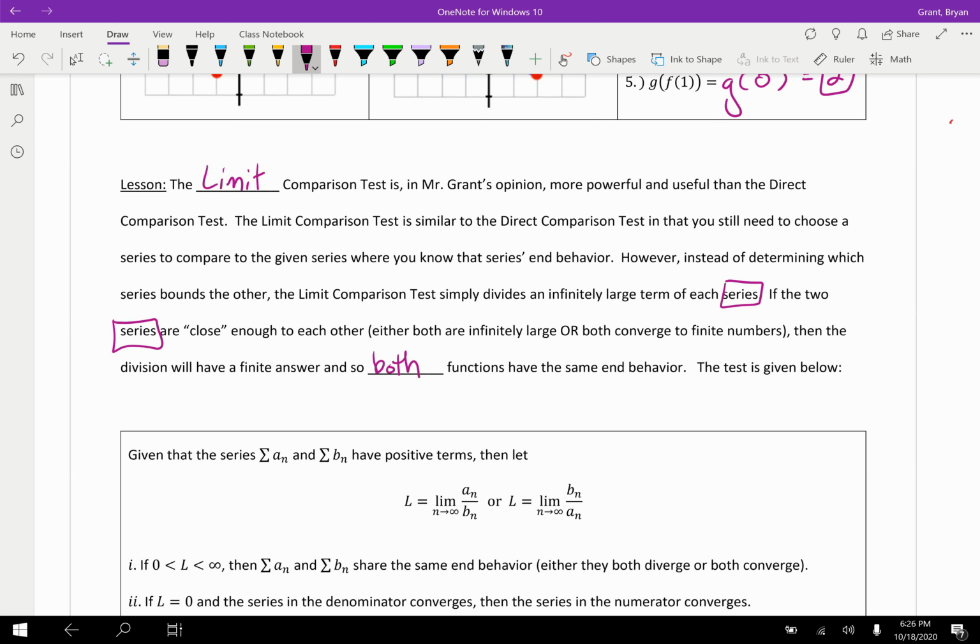So if you were to choose, for example, 1 over n, like the harmonic series, for our comparison series, and you do this limit comparison test and you get a finite answer like 7, or 100, or 1,000,000, something like that, then whatever series you're comparing it to has the same end behavior as the harmonic series, which means the harmonic series diverges. They would both diverge.